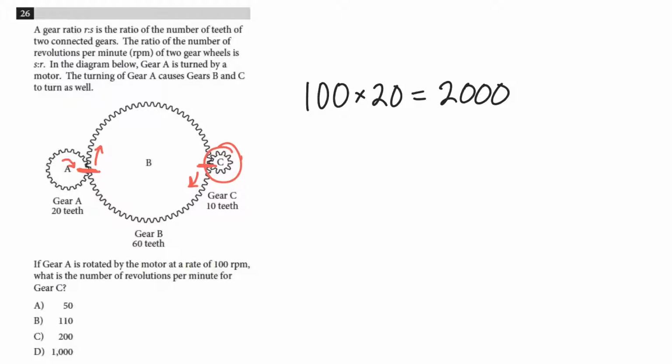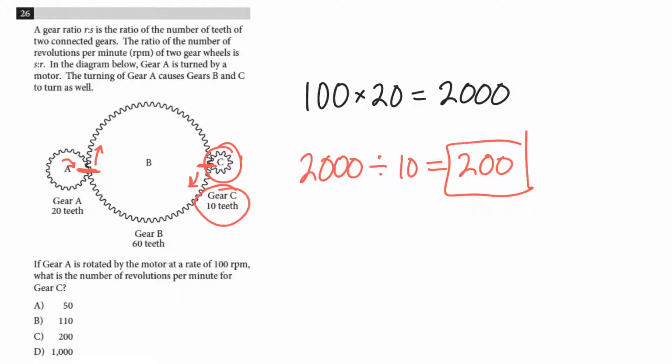Well, how many teeth are on gear C? There are 10 teeth on gear C. So to figure out the number of revolutions of C every minute, we take the number of teeth that are passing a single point and divide it by the number of teeth of the gear. That gives us 2,000 divided by 10, which equals 200. So gear C is revolving at 200 revolutions per minute.